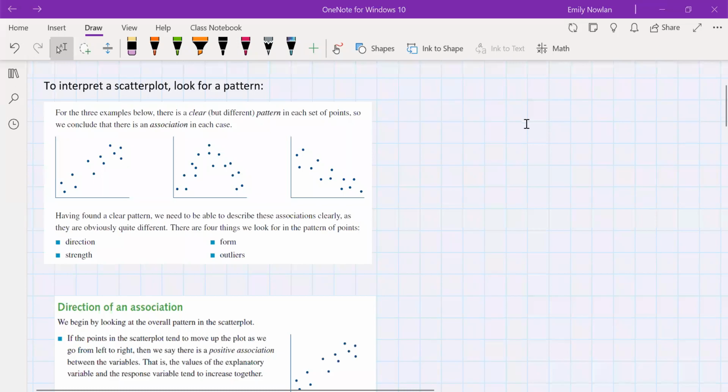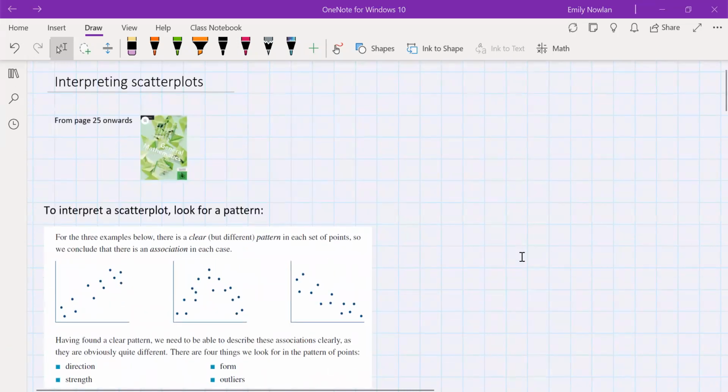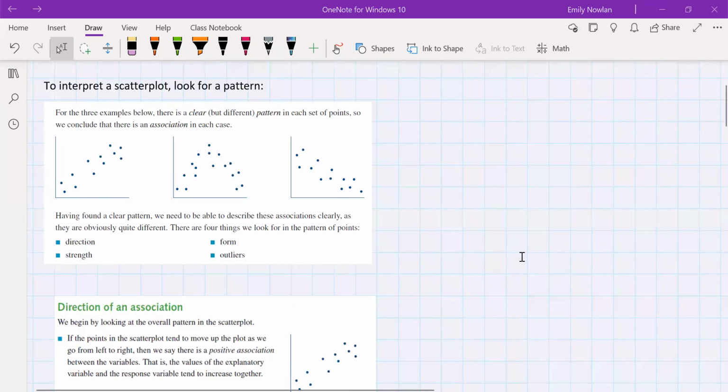Hello everyone, we're going to have a look at interpreting scatterplots. When you've drawn a scatterplot, you get a distribution of dots and you need to have a look at them and see if they mean anything. So you want to look for a pattern.